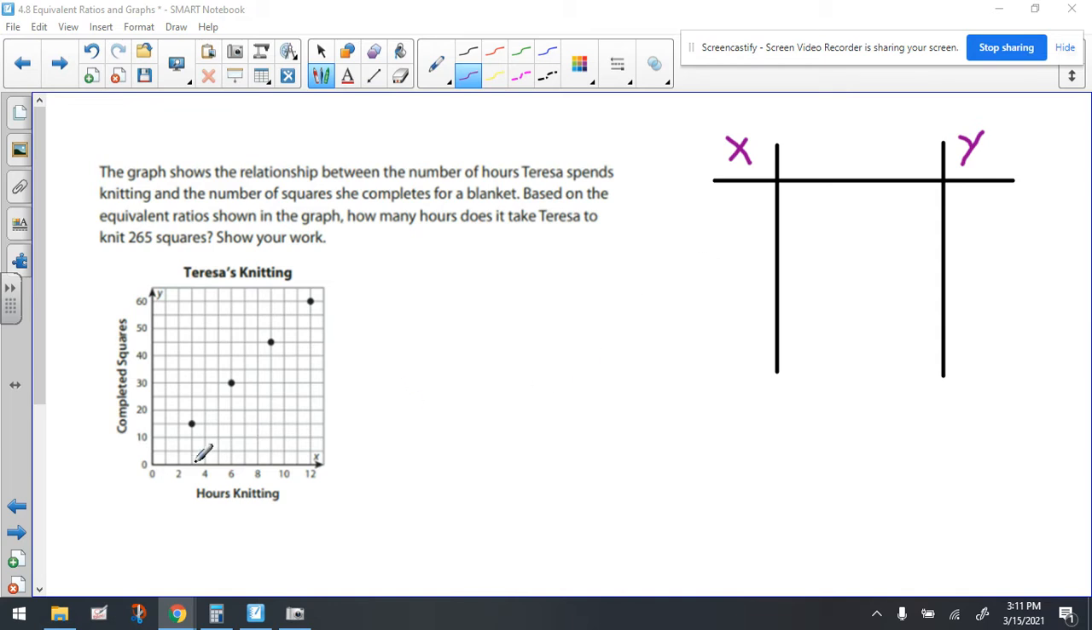If we look at this first ordered pair here, this dot right here is over 3 and up 15. So I'm just going to put that here, and I'm leaving room here, and I'll explain that in just a second. And if we look at this next dot, this ordered pair is over 6 up 30. And if we look at this one, this is over 9 up 45. And this one here is over 12 up 60.